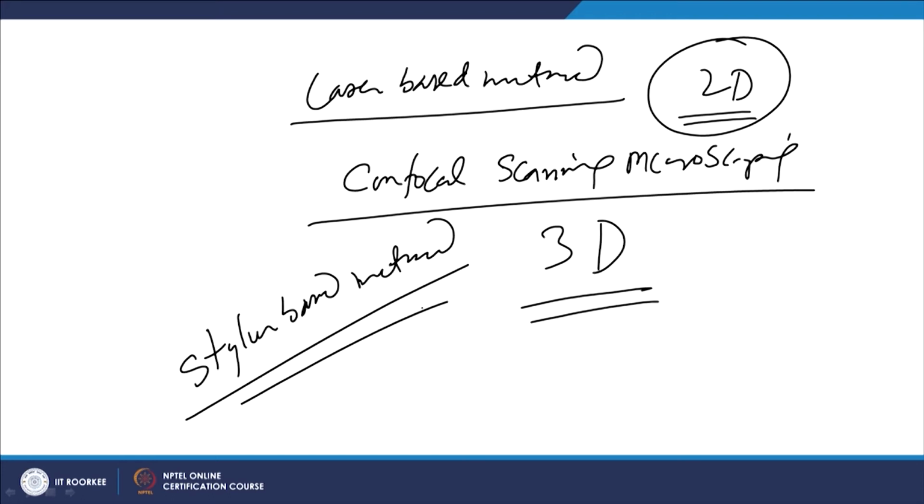However, it comes with a limitation that it cannot be used for measuring the surface roughness of the moving object. While implementation of the stylus based method for measuring the surface roughness is a little bit difficult as compared to that of the non contact based methods.